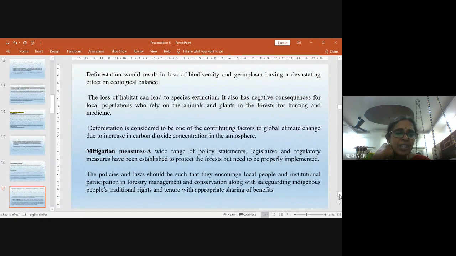So what are the mitigation? How to reduce these activities? So there are a wide range of policy statements, legislative and regulatory measures have been established to protect the forests, but it needs to be properly implemented. So the policies and laws should be in such a way that should encourage the local people and institutional participation in forestry management and conservation, along with safeguarding the indigenous people's traditional rights and tenure with appropriate sharing of benefits.